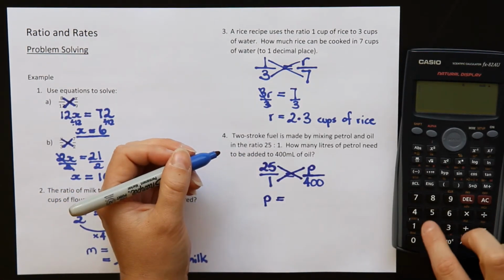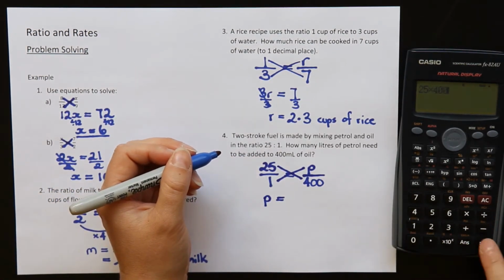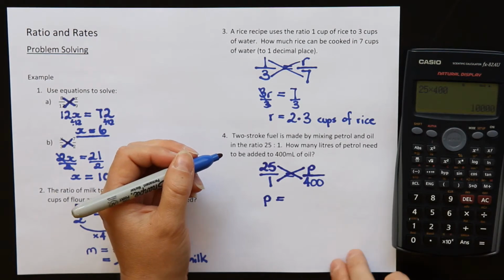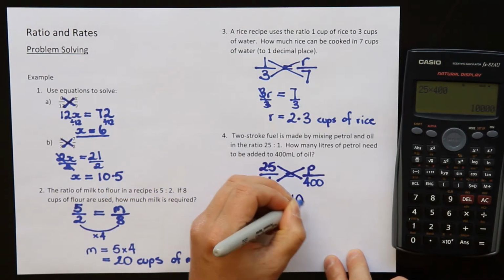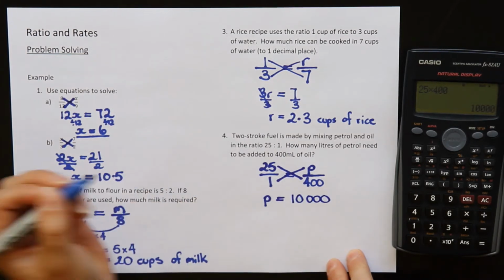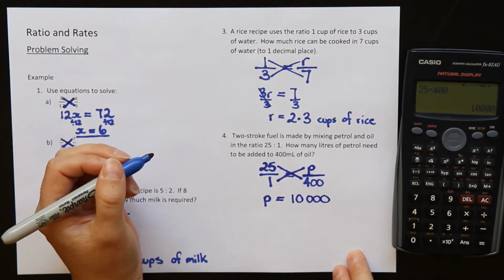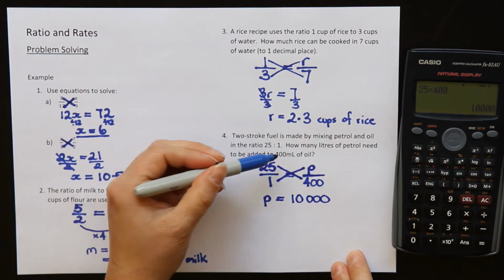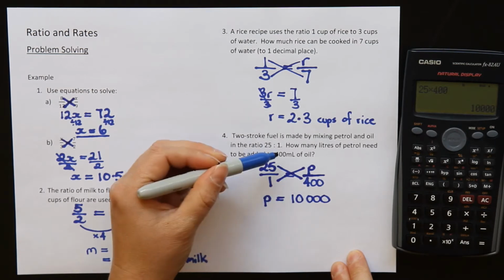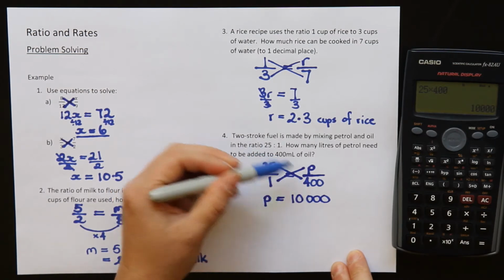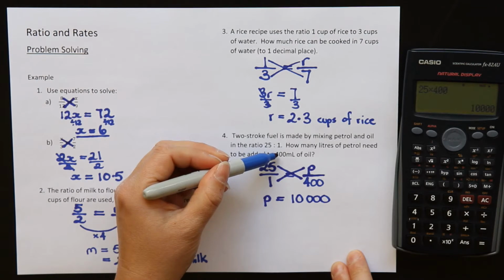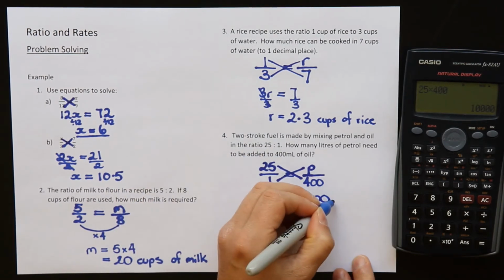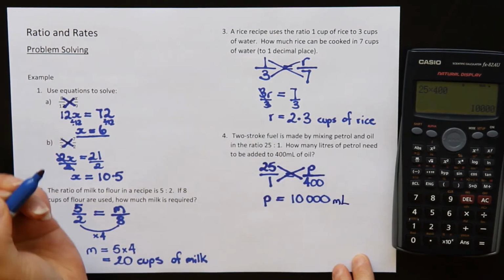Okay, that's a big number. 25 times 400 equals... Okay, that's a pretty big number. Now, it's not 10,000 litres. This number will have the same units as what I put in my equation here. It will be in mils. Because I used 400 mils, this will be in millilitres.